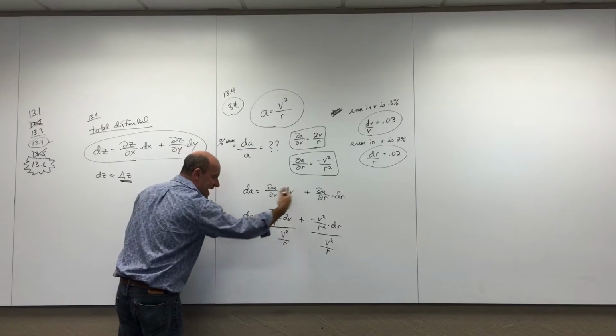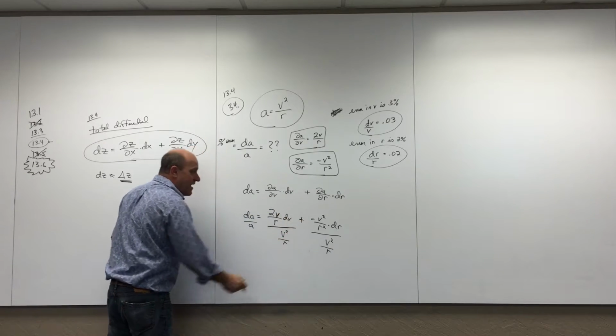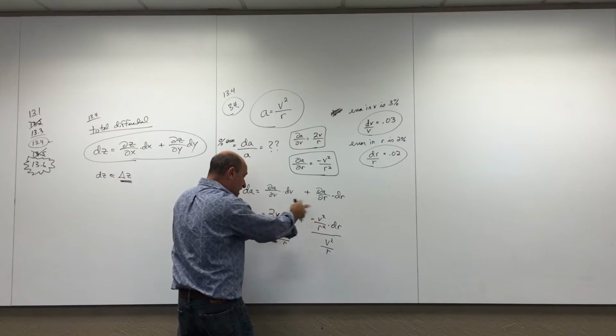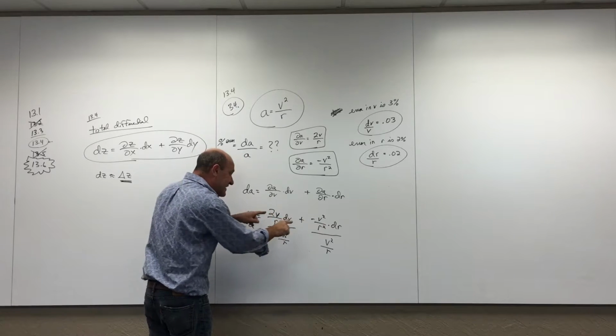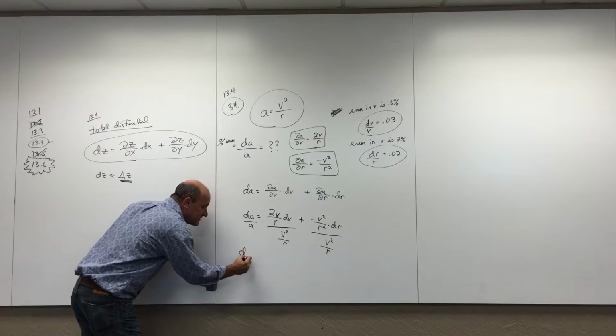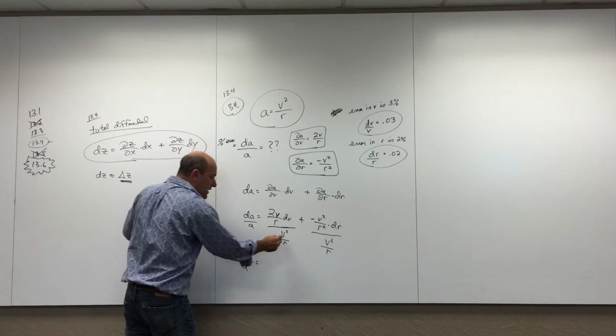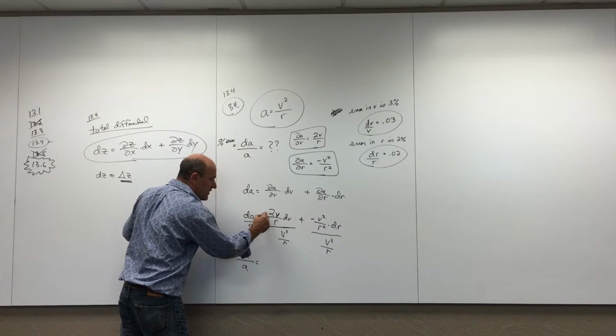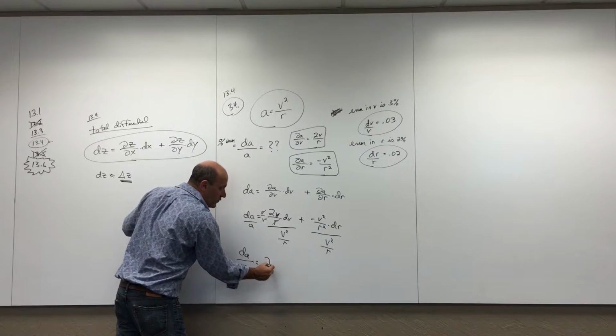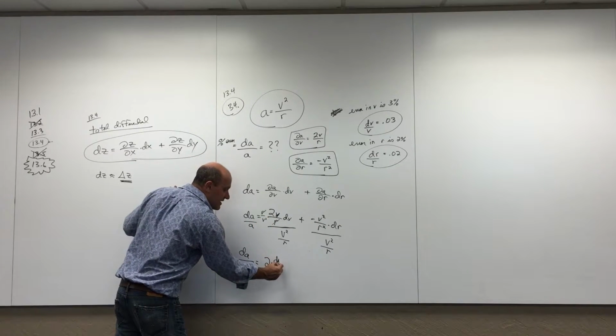So this is my nasty, huge, terrible formula. And if I had V's and R's and stuff, I could fill this in. But let me clean it up. Watch the beauty of this. If you flip this up here, it's an R over V squared. The R's cancel. One of the V's cancels. And I'm left with a 2 times dV over V.